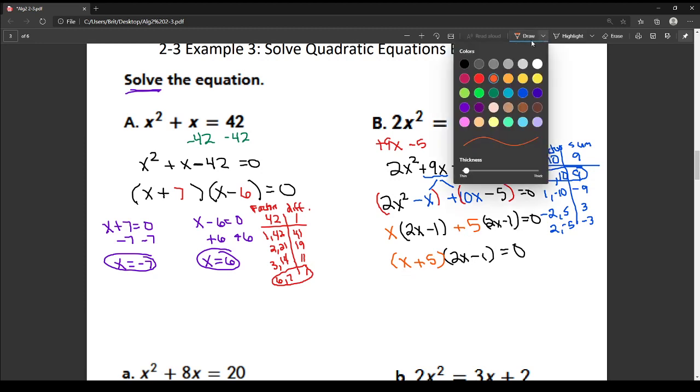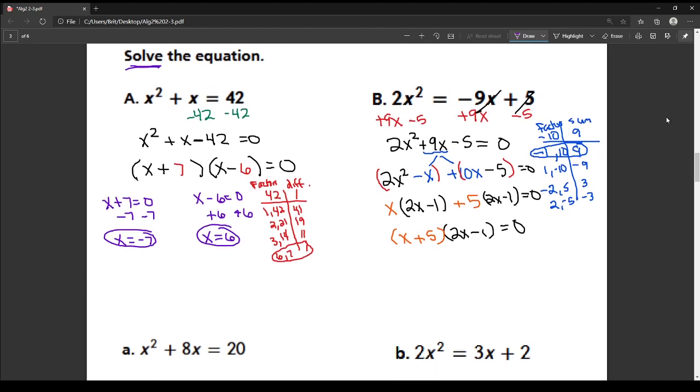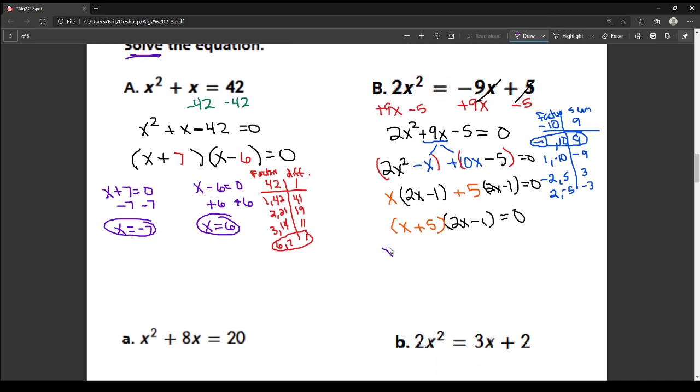Now we need to solve it. Okay, we need to find the zeros. So to do that, I'm going to take each set of parentheses and set it equal to 0. So here I need to subtract my 5's. So I get x equals negative 5. And here, this is going to be a two-step equation. I have to get rid of the subtraction before I can get rid of that multiplication. So I get 2x equals 1. And if I divide by 2, I get x equals 1/2 or 0.5.